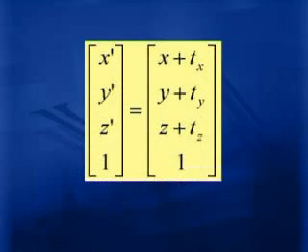So you are looking at what we are going to get after evaluation. So x dash would be x plus tx, y plus ty would be giving us the value for y dash, and z plus tz would be giving z dash, and finally the last component would be 1. So we are going to keep it to this point today.